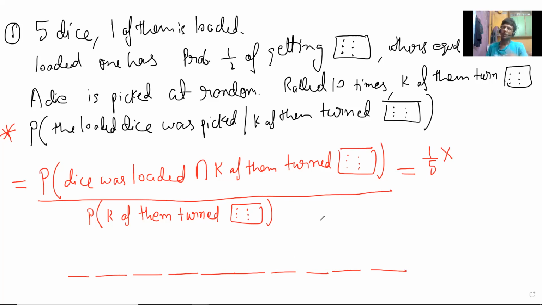Basically, first of all, you have to figure out how many ways this can happen. That is 10 choose k. I think, is that right? You should calculate that first, because those k sixes can come in several ways. Those k sixes can come in several orders, and all of them are different.